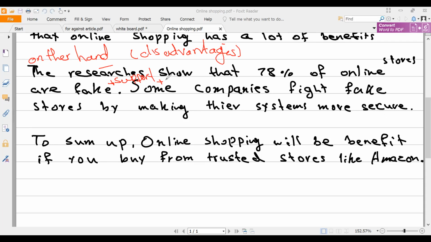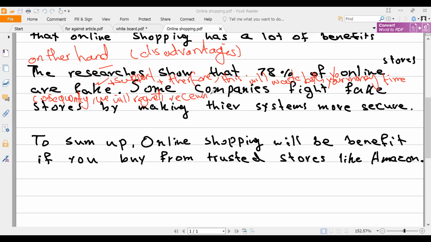Okay, so you can say this: therefore, this will waste both your money and your time, because buying something fake, consequently, we will regret receiving these fake products. Okay, Muadh?